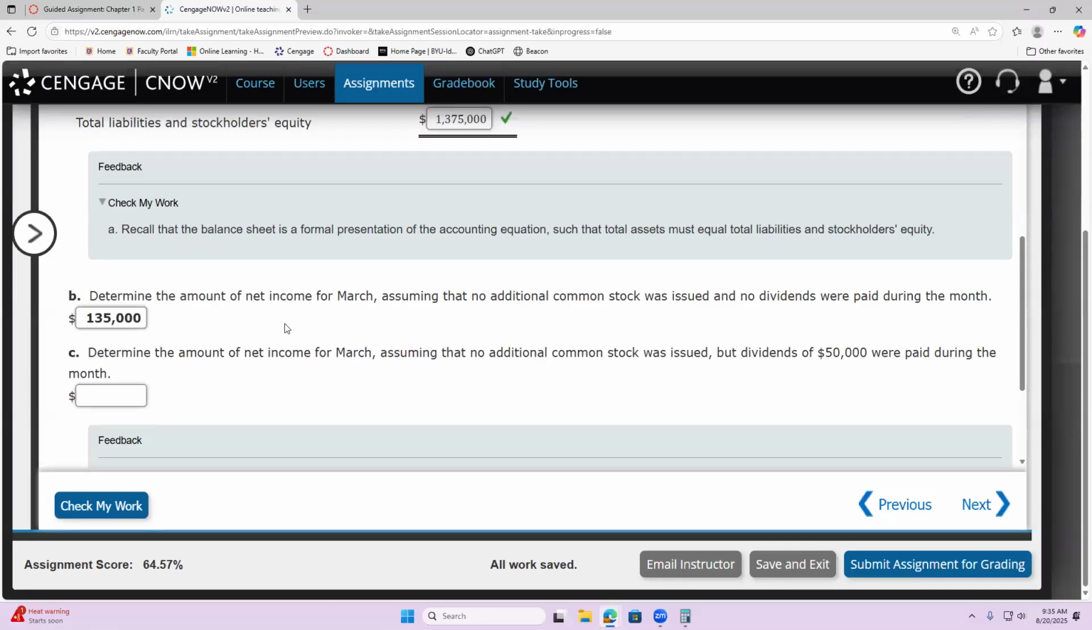Because we would have had to make enough money that we could afford to pay 50,000 out to the owners and still have our retained earnings go up by 135,000. Okay. So these little problems like this are about learning the interrelationship between all these numbers. So it helps me as a learner.